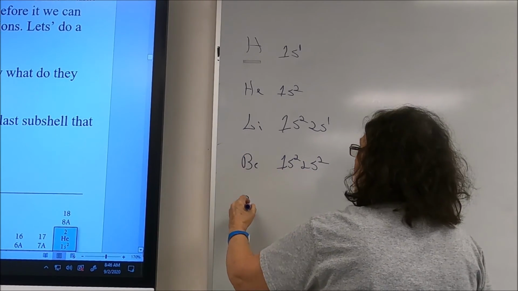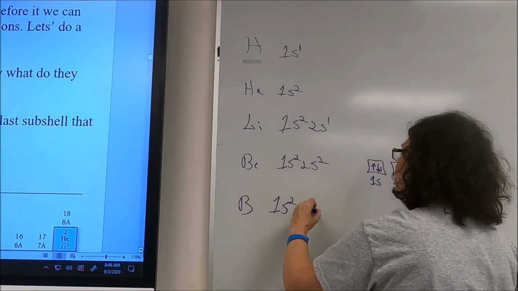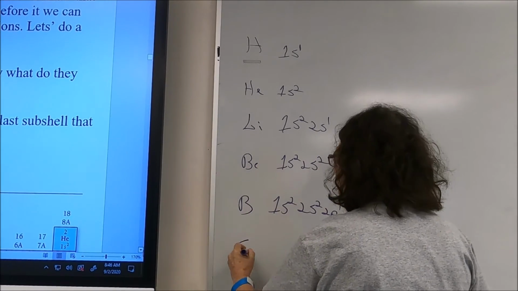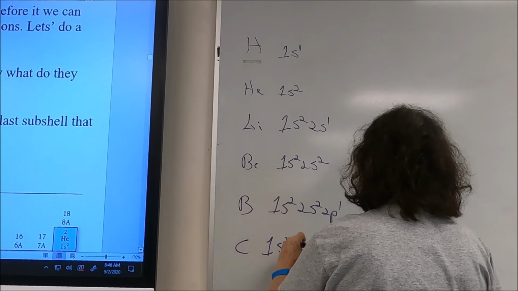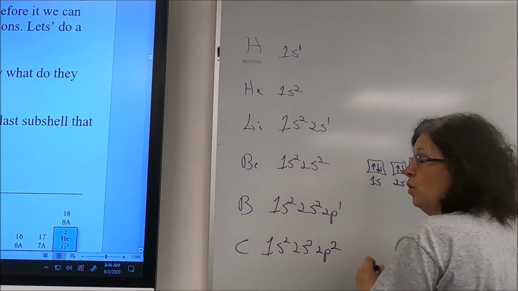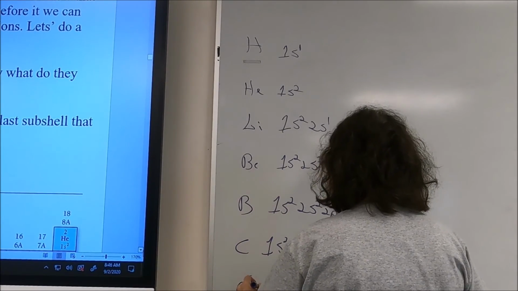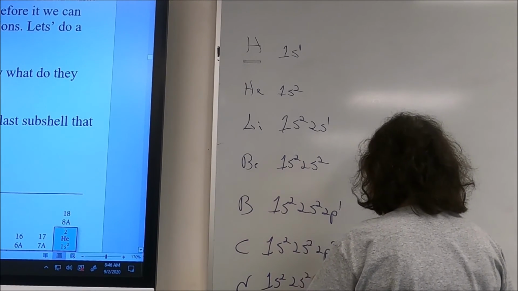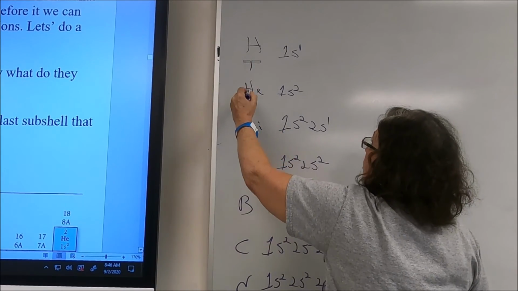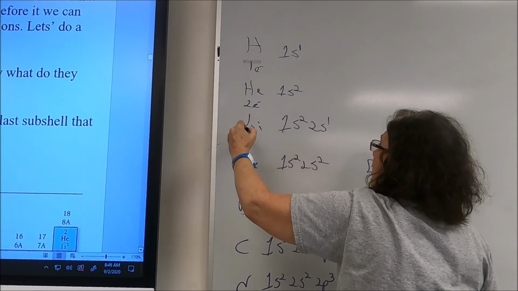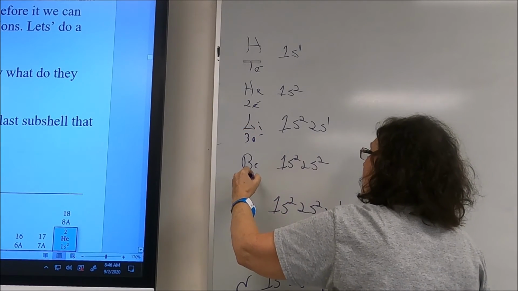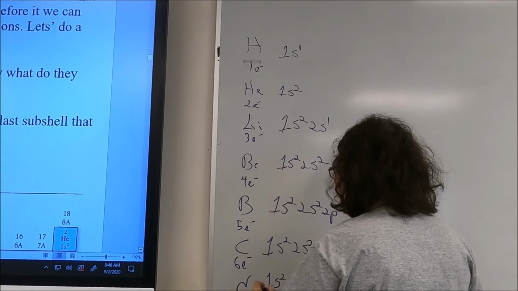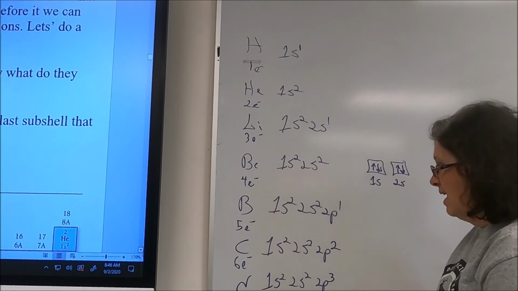Now boron, 1s2, 2s2, 2p1. Carbon, 1s2, 2s2, 2p2. Nitrogen, 1s2, 2s2, 2p3. Remember, 1 electron, 2 electrons, 3 electrons, 4 electrons, 5 electrons, 6 electrons, 7 electrons. 2, 4, and 3 is 7.